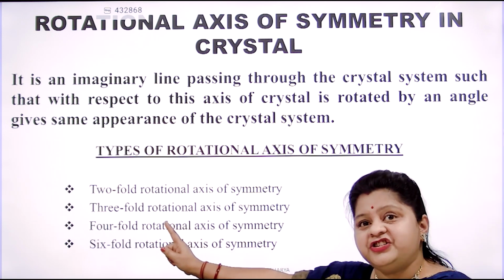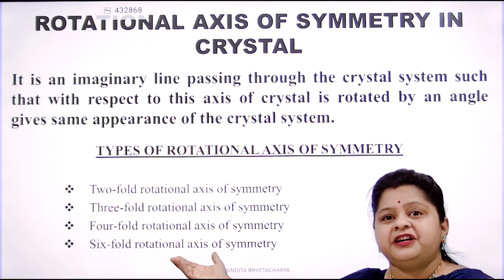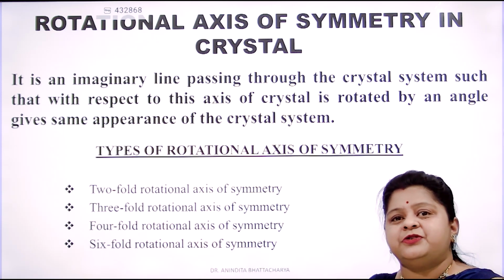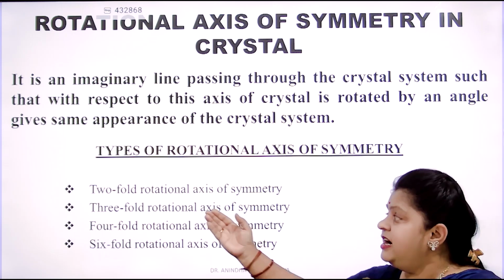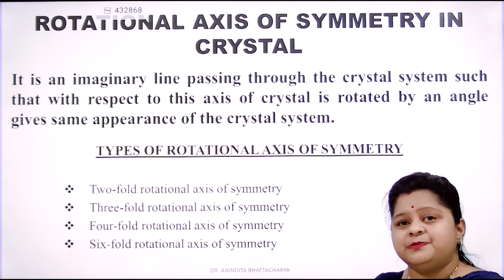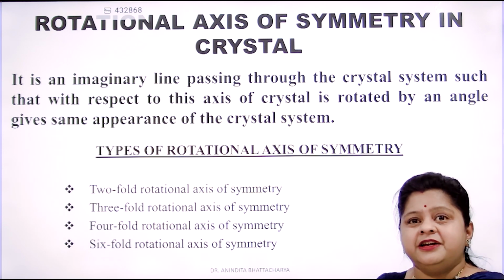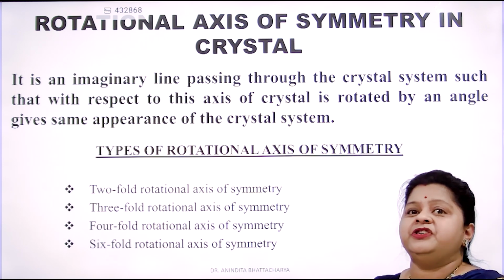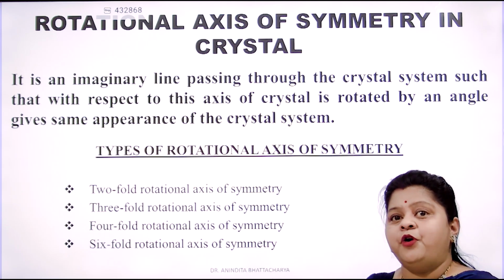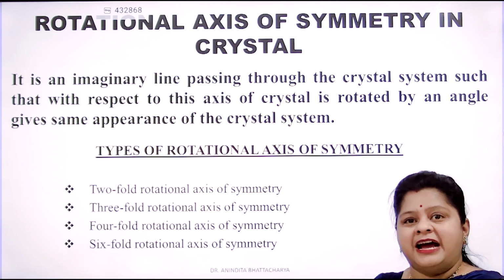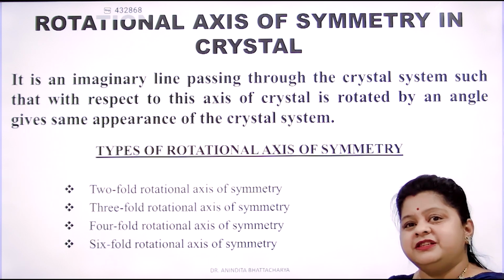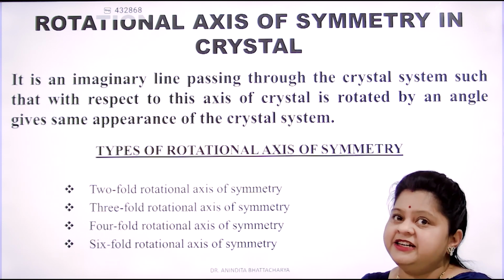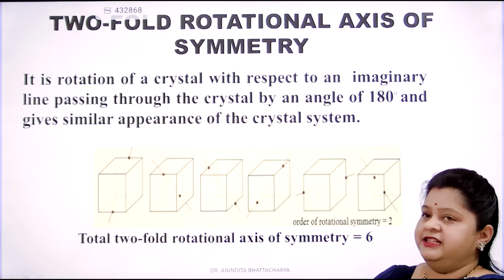We have a two-fold rotational axis, that is, it is rotated by 180 degrees, and in 2 times, if the crystal is rotated, we are getting the original structure. Similarly, a three-fold rotational axis, in which it is rotated by 120 degrees. Rotated 3 times, we are getting the original structure. Next is four-fold, it will rotate 4 times, that is 90 degrees. So this is the way we can go. Similarly, six-fold, that will be 60 degrees. So you can see this here.